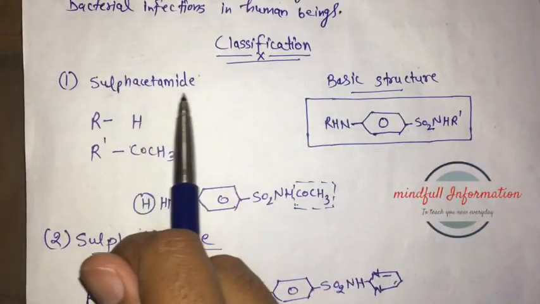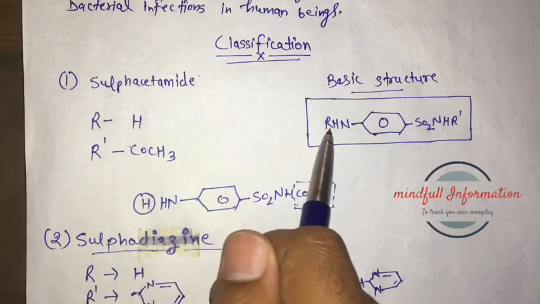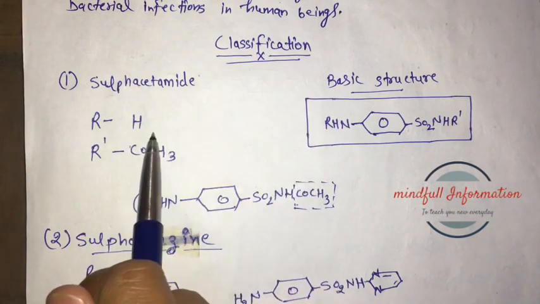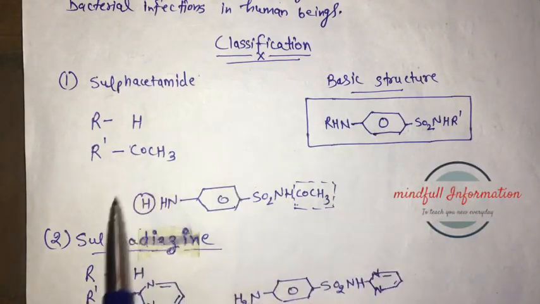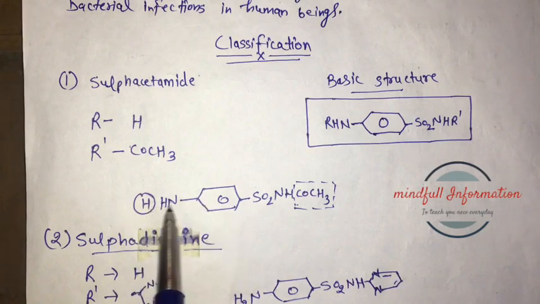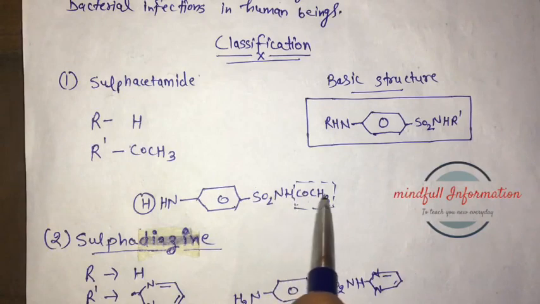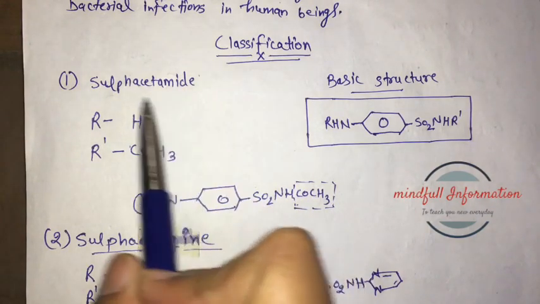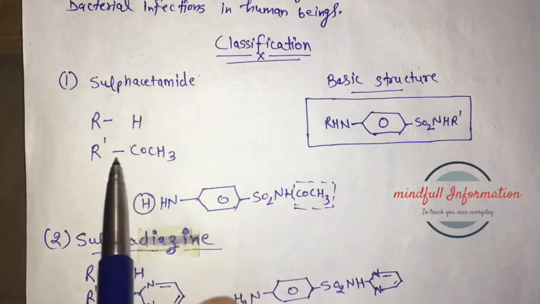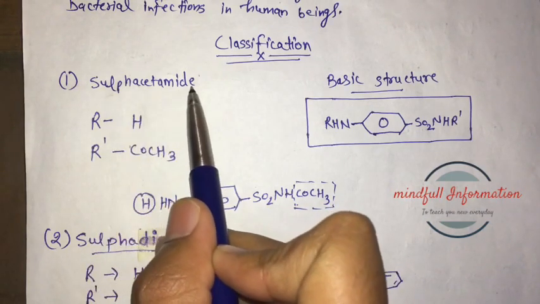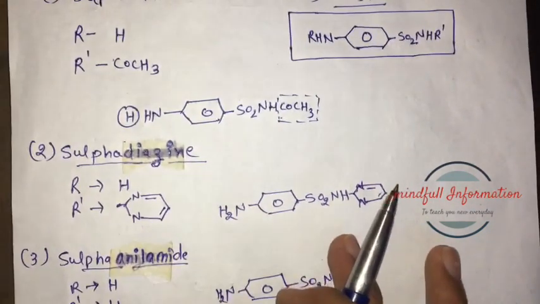First is sulfacetamide, in which R is H and R dash is COCH3. Then we will find RNH, benzene ring, SO2, NH, COCH3, and this structure is sulfacetamide. Okay, get it?